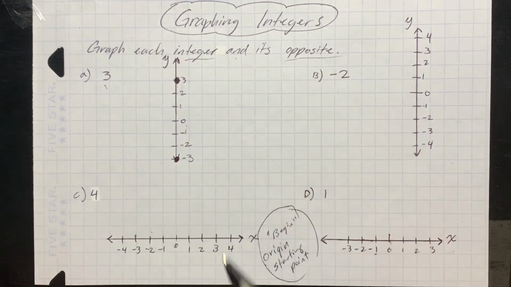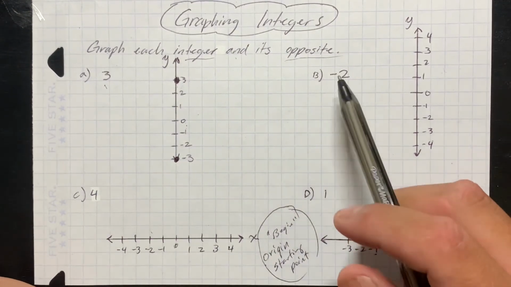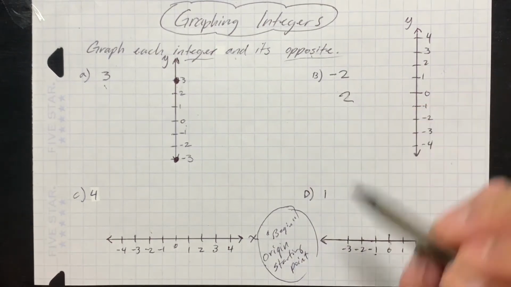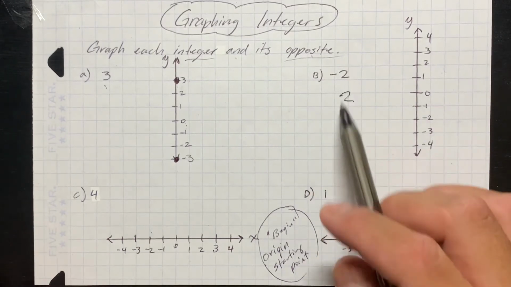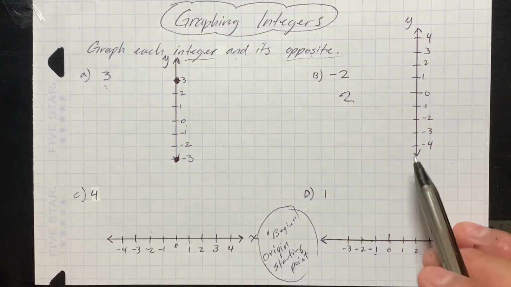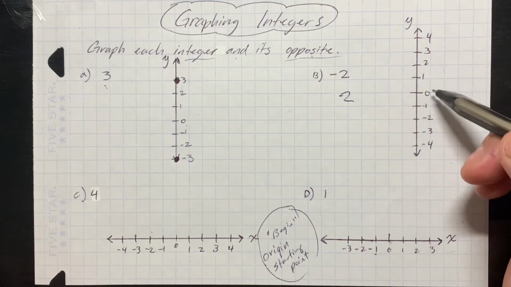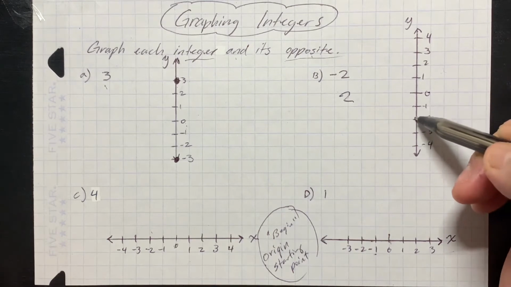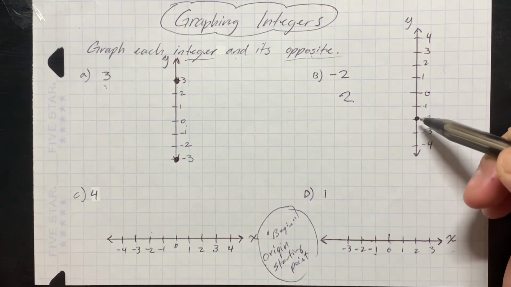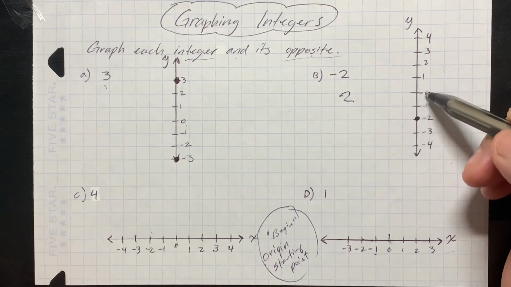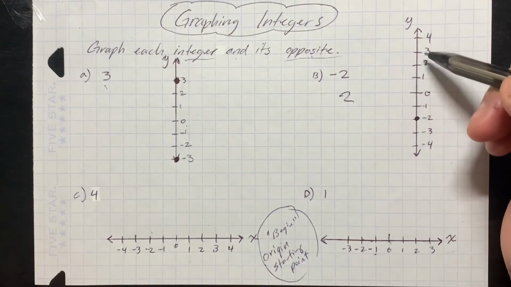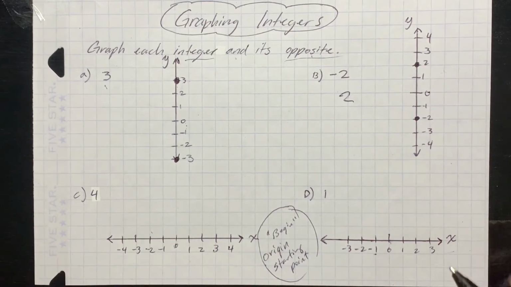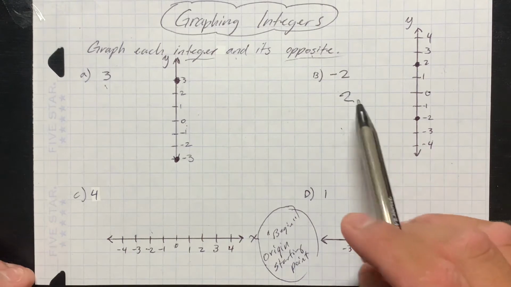Let's move on to B. Now we're going to graph the integer negative 2. The opposite of negative 2 is positive 2. We locate both of these on the vertical number line, your y-axis. Start from your origin, and we're going to look for negative 2. So we go down 2. Here's negative 2, graph that. Then again start from your origin and find positive 2. There's positive 2, go ahead and graph that. And there you go, my friends. You have graphed the integer negative 2 and its opposite, which is positive 2.